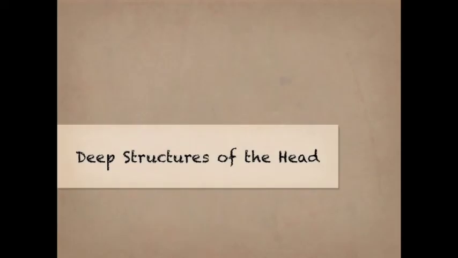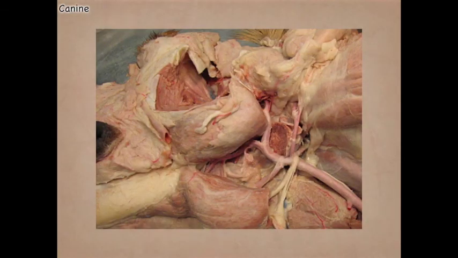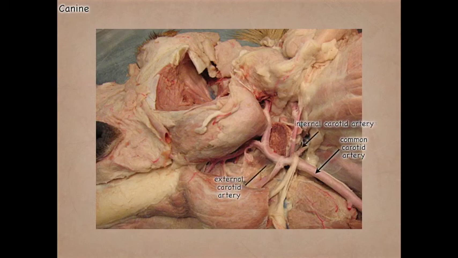So previously we looked at the superficial structures of the head. Now we're going to look at the deep structures. Okay, once again looking at the dog, just a little review of the vasculature. You see the common carotid artery coming up, giving off the internal carotid artery and the external carotid artery.